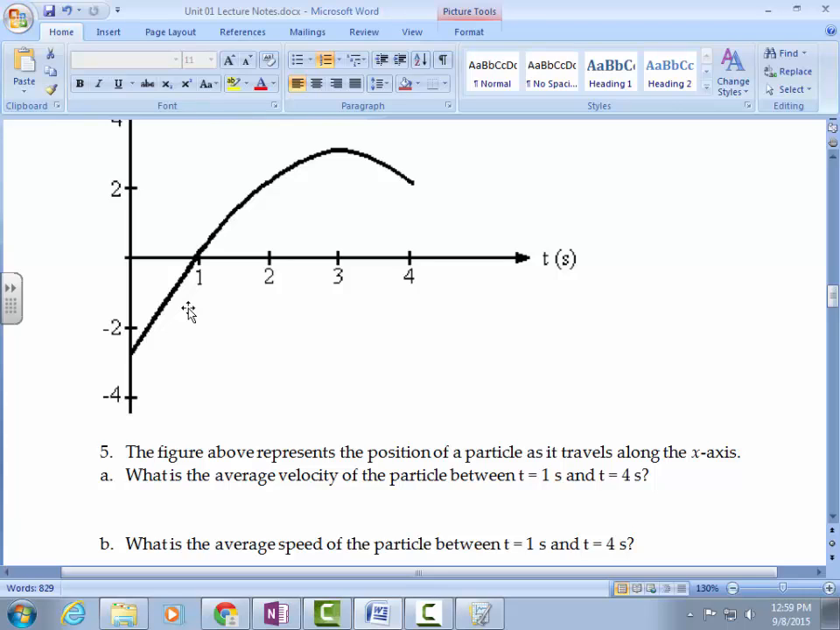If you look at this, it's going to be the absolute value of x of 3 minus x of 1, plus the absolute value of x of 4 minus x of 3, divided by the total time elapsed, which is 4 minus 1.